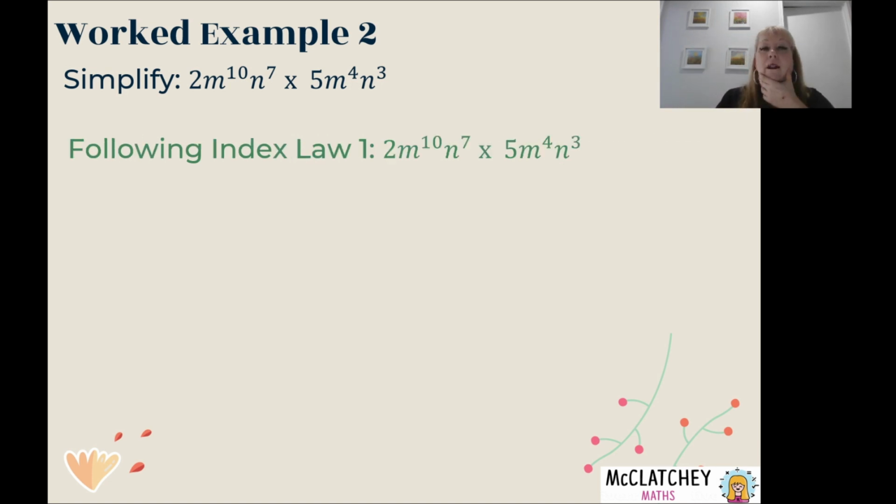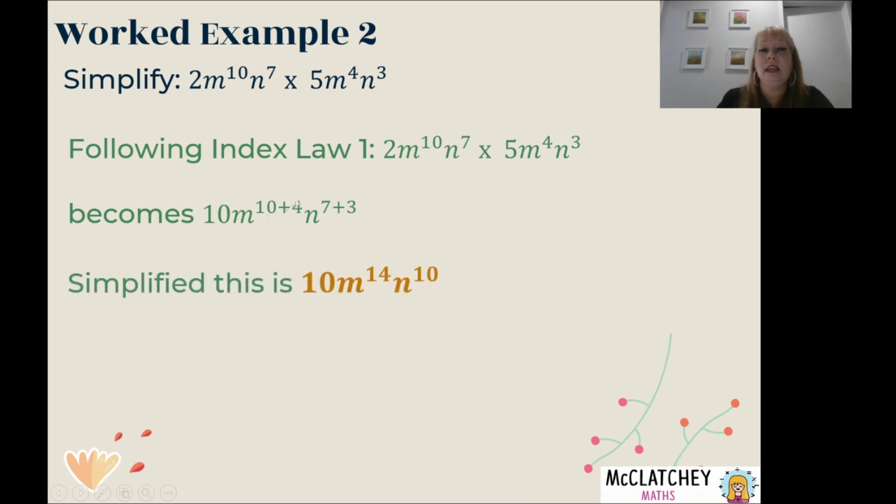So let's follow our index law 1. We've got now the 2 times the 5 makes the 10. And then bring the m's together. We've got this m base here with an m base there, 10 plus 4. And the n, we've got 2 n bases there, 7 plus 3. This is where it becomes handy to start showing your working, because now it's getting a little bit harder to do it in your head. Now we can simplify that to 10m, because 10 plus 4 makes 14, 7 plus 3 makes 10. 10m to the power of 14, n to the power of 10.